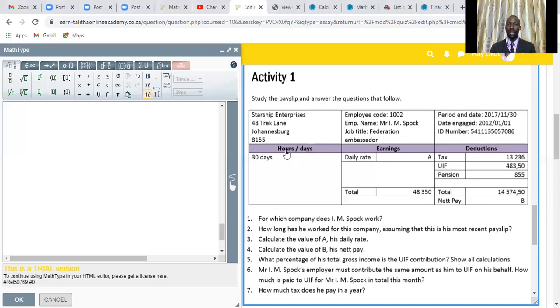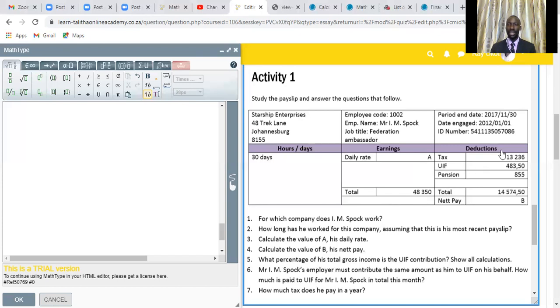So the hours or the days, 30 days, that is per month, and the earnings, the income that the employee gets. Here we have daily rate, given as A, and we have the total here. So the daily rate is not indicated, it's given by a letter A. But over this period of 30 days, the total earning of this employee is 48,350.